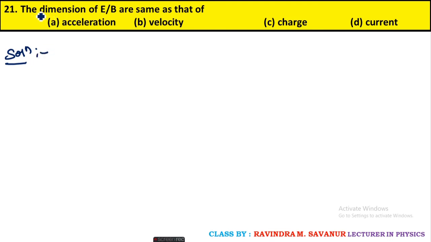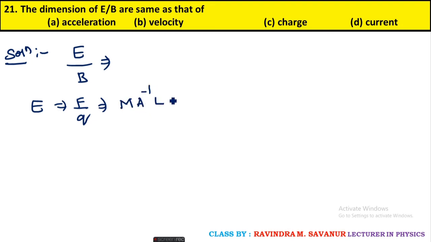Question number 21. The dimensions of electric field to the magnetic field are the same as that of the given 4 options. Which one is correct? So electric field can be given by what? Force per unit charge, and whose dimension formula is M A minus 1 L T minus 3. And about magnetic field, F by I into L, that is M A minus 1 T minus 2.